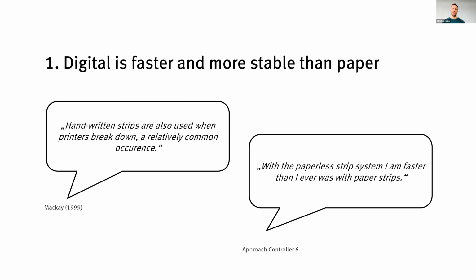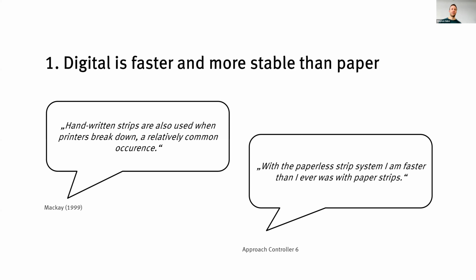So our first insight from the qualitative data is that digital is today indeed faster and more stable than paper, thus contributing to efficiency, of course. With respect to the stability, Mackay observed the breakdown of strip printers as a common occurrence. Today, the paperless strip system runs so stable and breakdowns are so rare that centers schedule special training for the fallback system so that people don't unlearn how to use those paper strips.